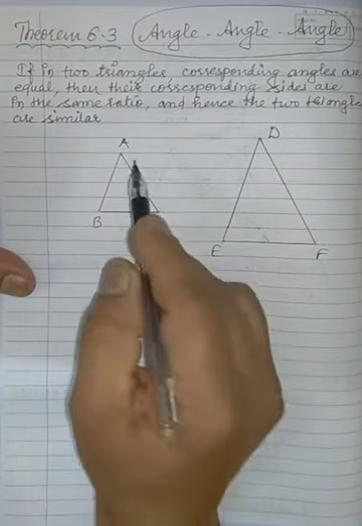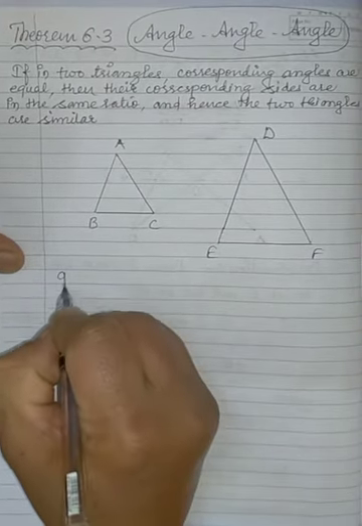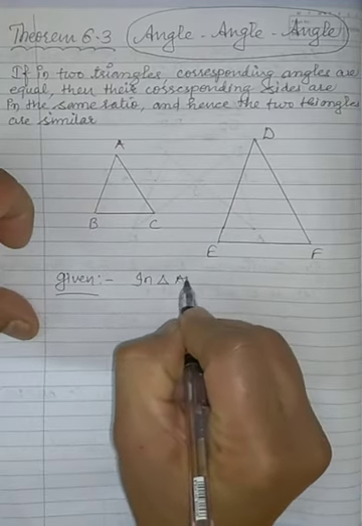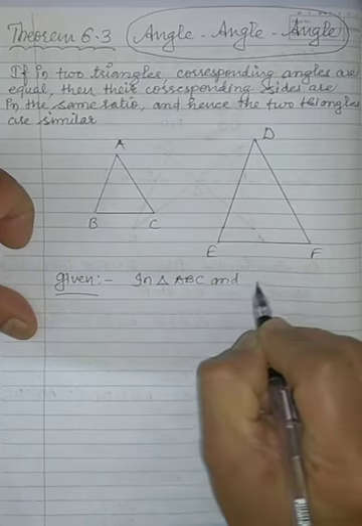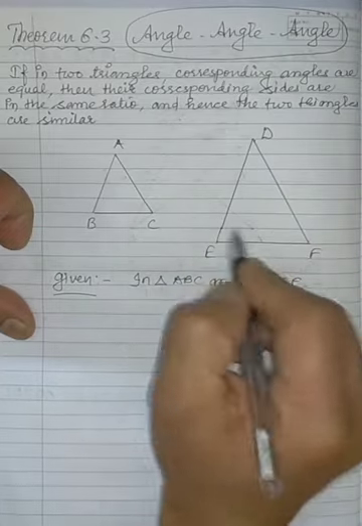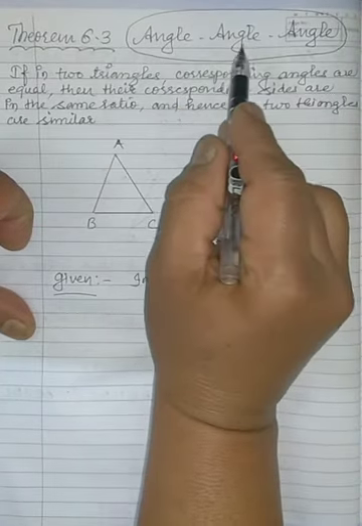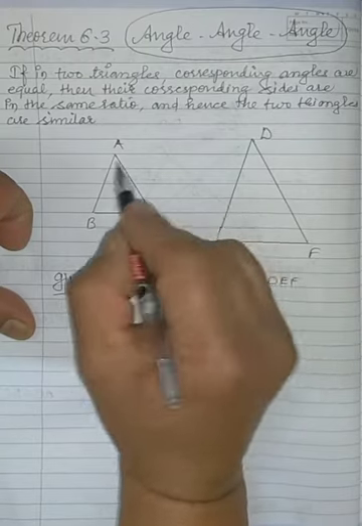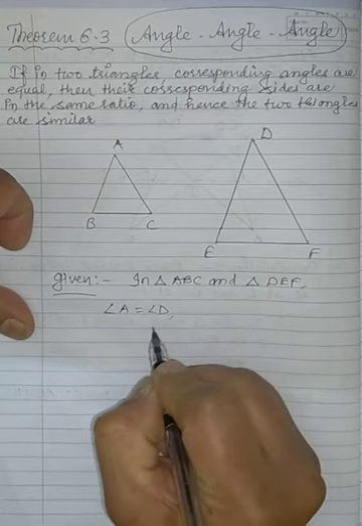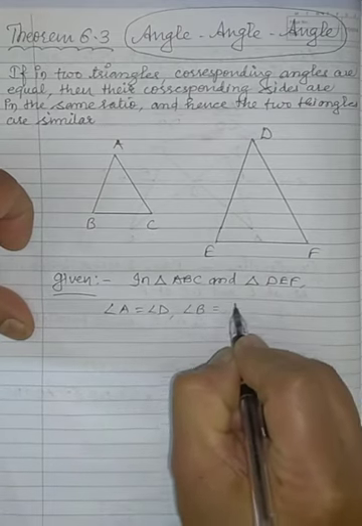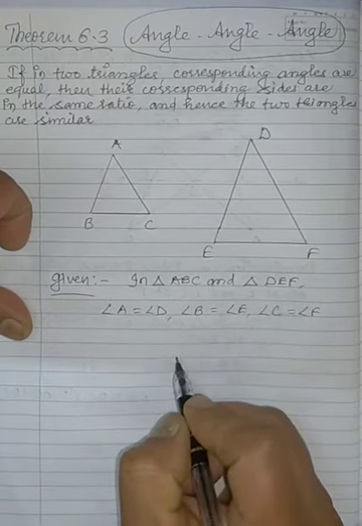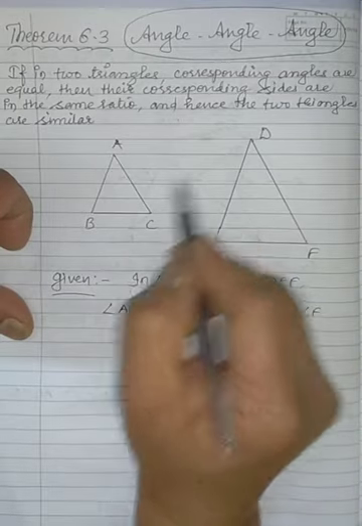So in this triangle ABC and triangle DEF, we are given that their corresponding angles are equal. Since this theorem is angle, angle, angle criteria, so angles are equal, this we are given. Angle A is equal to angle D, angle B is equal to angle E, angle C is equal to angle F, we are given. Corresponding angles are equal.